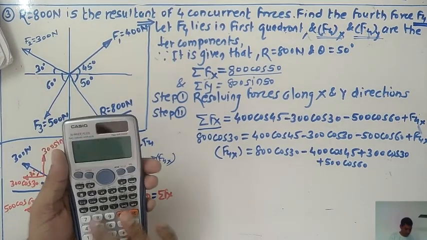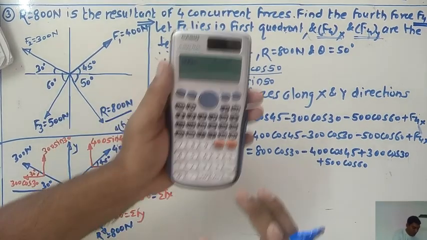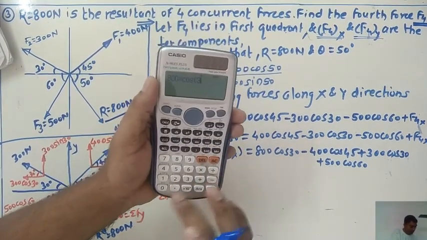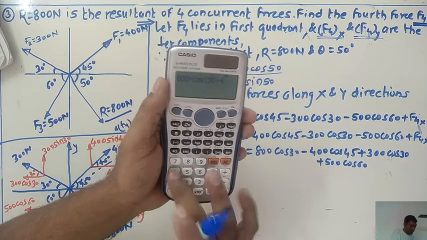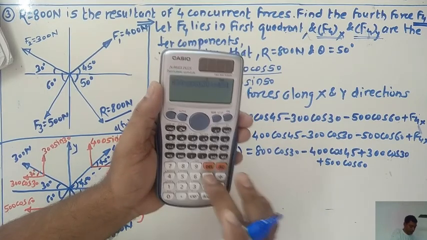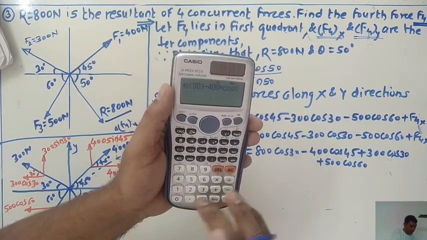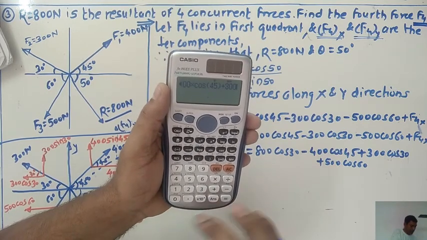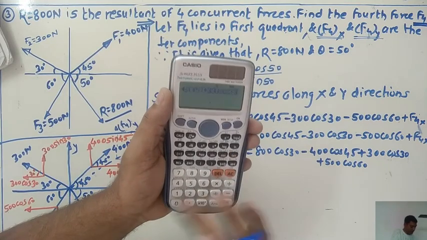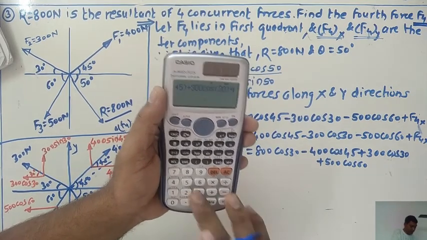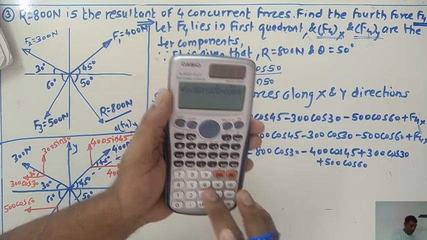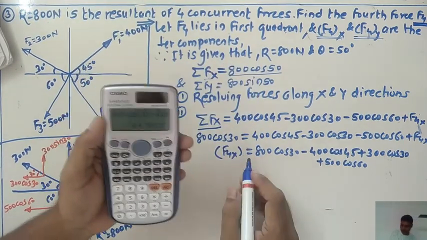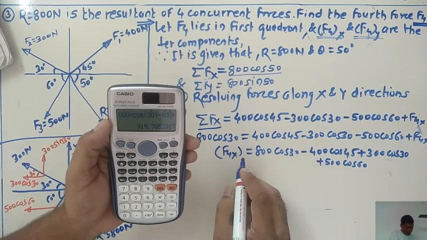After calculation, just substitute the value for everything. Cos of 30 minus 400 cos of 45 plus 300 cos of 30 plus 500 cos of 60. Okay, press the equal to button. We can get the information regarding this f4x.